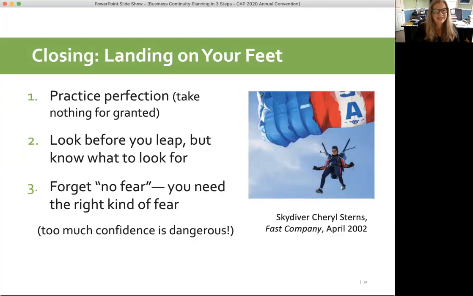And then the second to last tip I want to share is about landing on your feet. This is from an article that I read back in 2002, and it was about a skydiver who held the record for the most total parachute jumps made by a woman. As of 2019, which is later than the article was published, she's actually made 21,000 parachute jumps. She also holds a record for the most parachute jumps in 24 hours. In one 24-hour period, she made 352 parachute jumps.